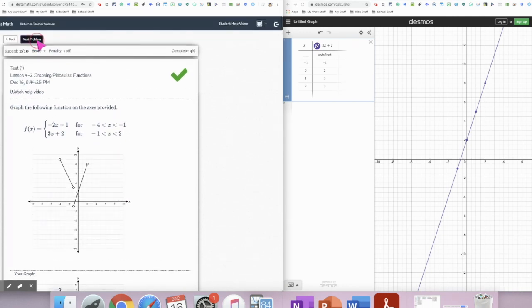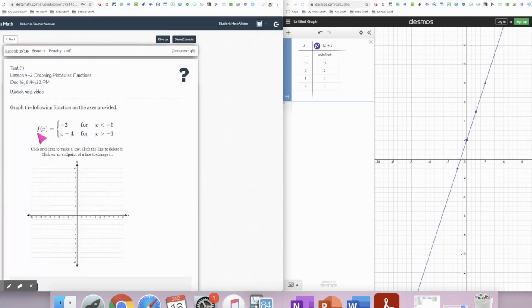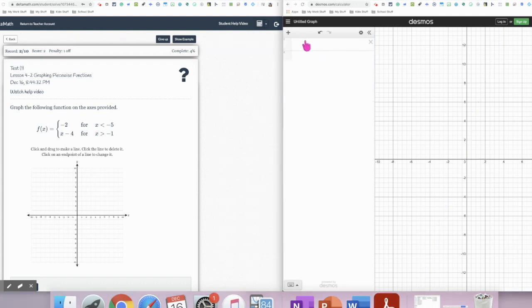Let's try another one. So here we have f of x, two pieces as well. F of x is equal to negative 2. Now you should know how this is going to look. It is going to be a horizontal line at negative 2. But if you are not sure, you could put it into your calculator and see what you get.